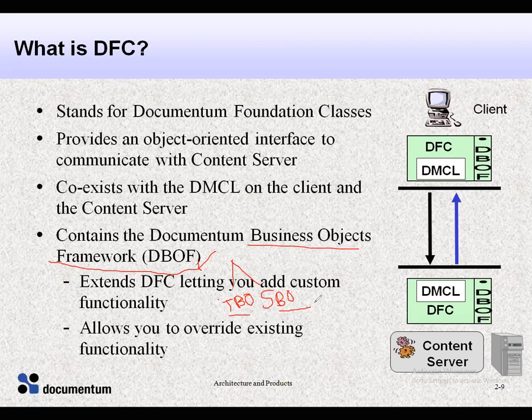So TBO is restricted to the type only. The system can have multiple types, and based on the type, the rules are there. That is called TBO. The rules that are specific to the whole system, not only specific to a type, we create as an SBO.